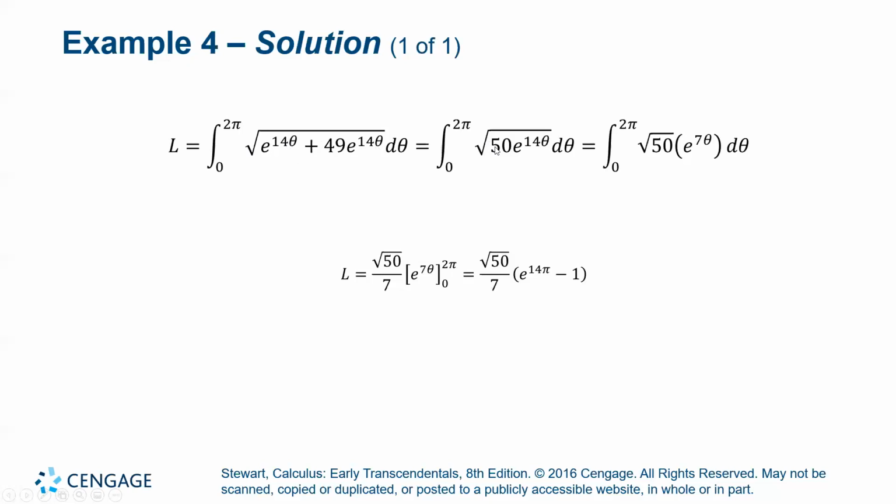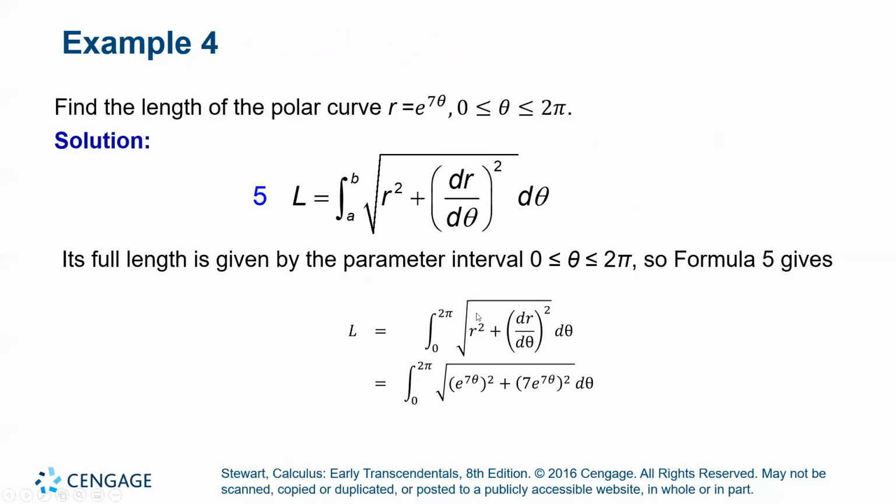Now that we don't have a sum or a difference underneath the square root, we can split up the square root. So we have the square root of 50 times the square root of e to the 14 theta. Well, the square root of e to the 14 theta would be e to the 7 theta, which is basically the reverse of what we did on the previous page. On the previous page, we squared e to the 7 theta to get e to the 14 theta. So when you go backwards, you end back up at e to the 7 theta.